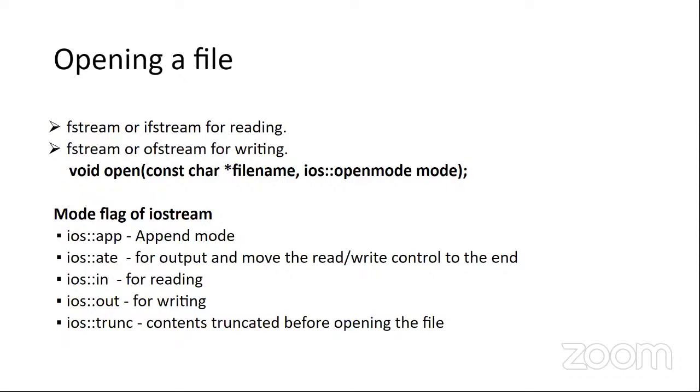And ios::out is a mode to open a file for writing. And then ios::trunc, which is if the file already exists, its contents will be truncated before opening the file. Next slide.